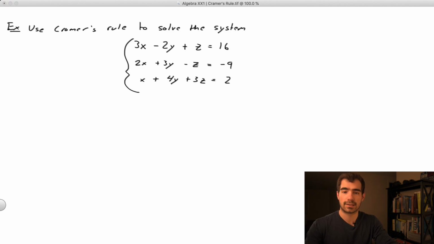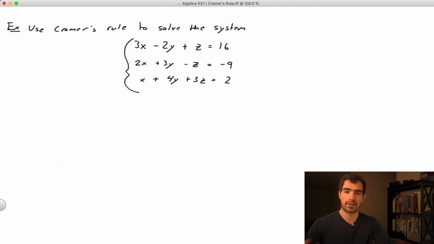And so let's see if we can apply this to an example here as well, where we're given a system with three equations, namely 3x minus 2y plus z equal to 16, 2x plus 3y minus z equal to negative 9, and x plus 4y plus 3z equal to 2.